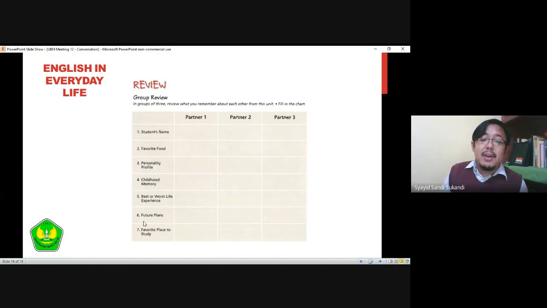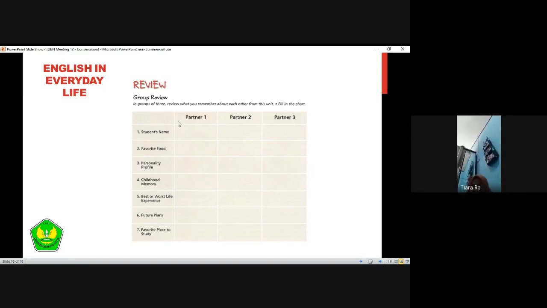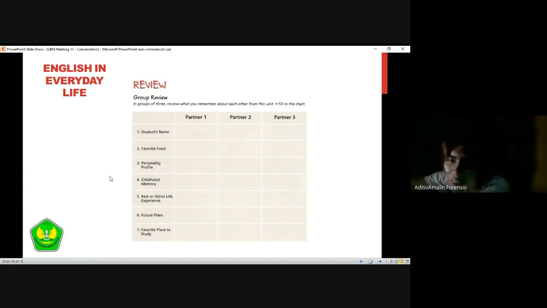And then number seven, my favorite place to study is library. Library, yeah. I know you're going to say that I'm a boring person, but I do love library. It's peace, quiet, and very nice. And the second one is beach. Noisy. Beach. You have a very opposite kind of place to study, don't you?